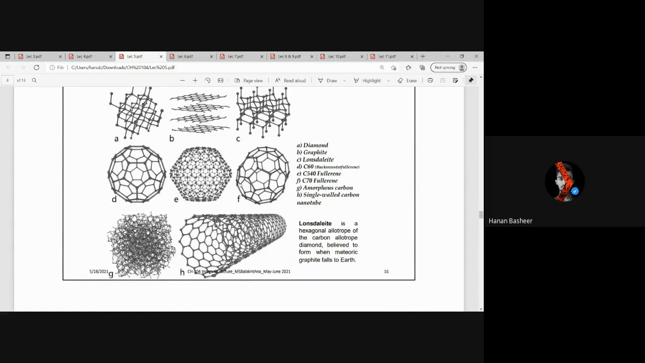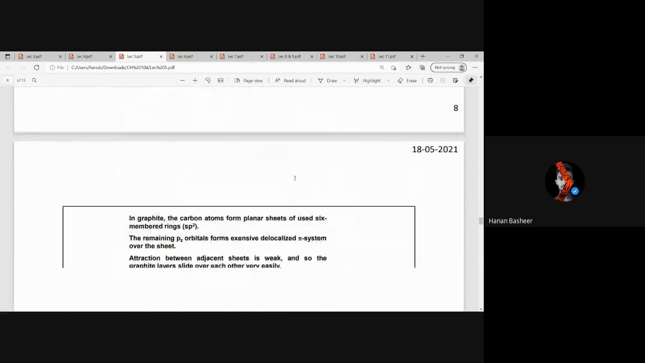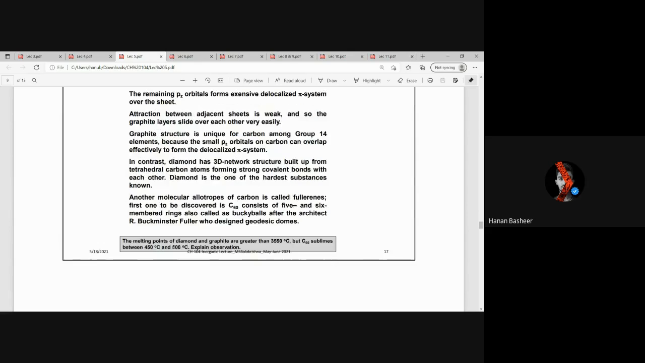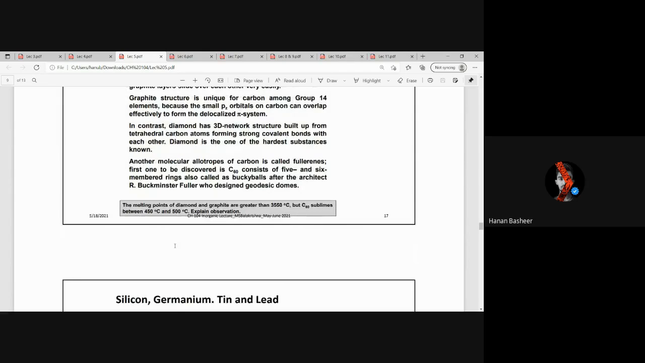Then Lonsdaleite is a hexagonal allotrope which was found in meteorites. So when it hit Earth, we were able to discover it. In graphite, the carbon atoms form planar sheets using 6-membered rings, and pz forms an extensive delocalized pi system. Then the attraction between the layers is very weak, so they can slip over each other. In contrast, diamond has a 3D network, and it is the hardest thing we know which exists. Another molecular allotrope is the buckyballs, which were discovered by R. Buckminster Fuller.